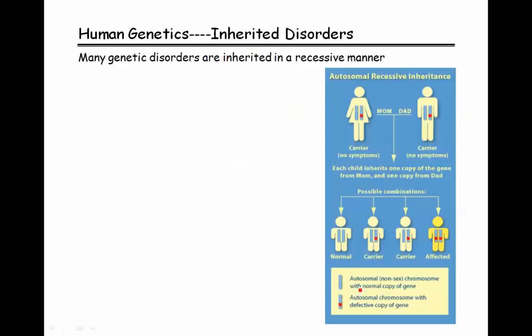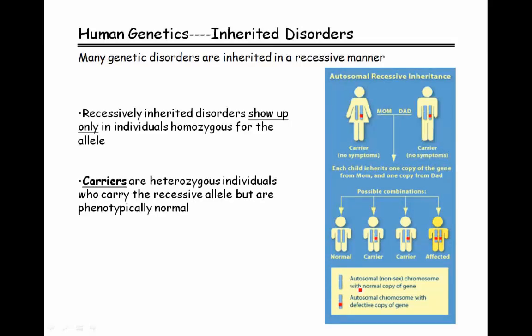Now, one reason that pedigrees are drawn quite often is when we're dealing with genetic disorders. Many genetic disorders are inherited in a recessive manner. If we're talking about something that's inherited in a recessive manner, what that means is that having the disorder is the recessive phenotype. So recessively inherited disorders show up only in individuals that are homozygous for the allele. So this would be someone that is like a little a.